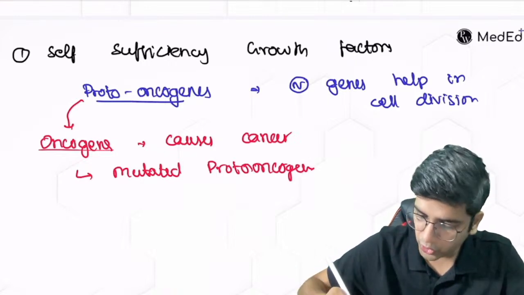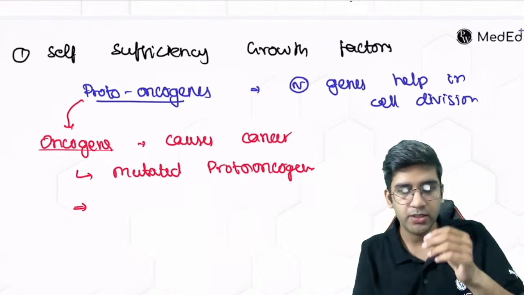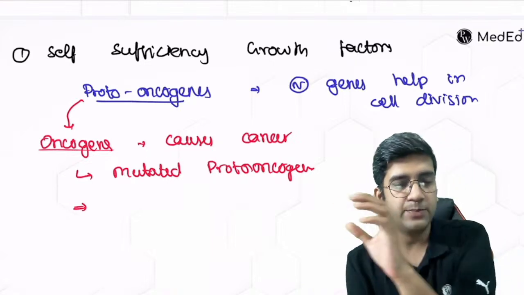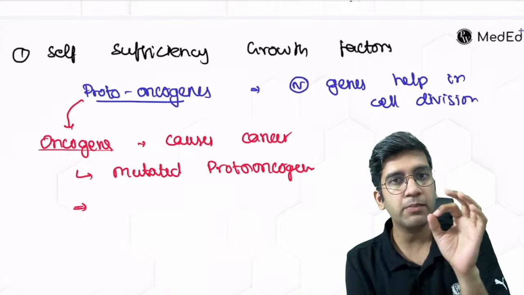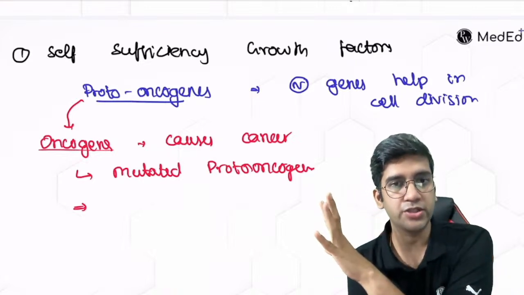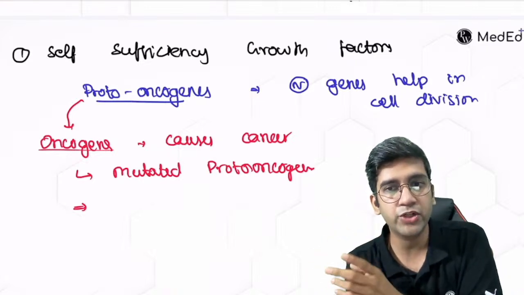Okay. So now you're going to tell me, you're just going to help me in this. Normal gene helps in cell division. It's becoming mutated. I'm having more cell division. So this mutation is gain of function or loss of function.